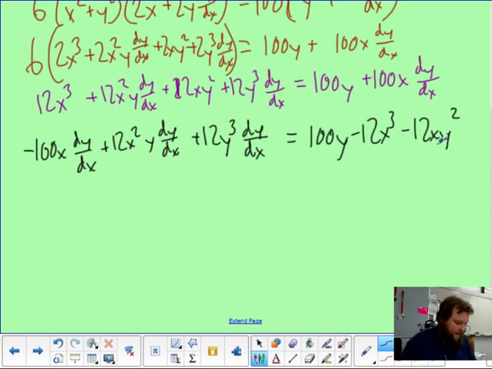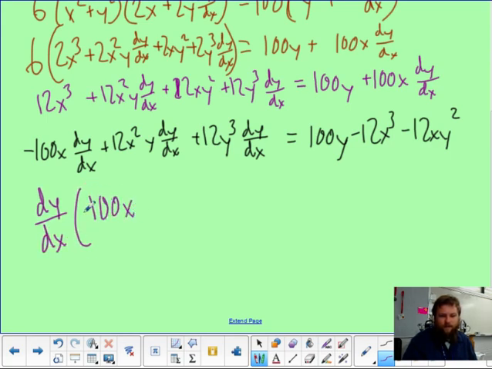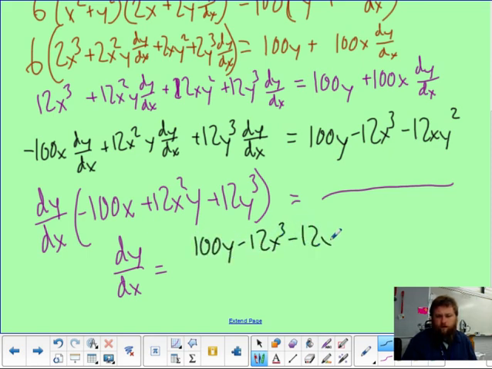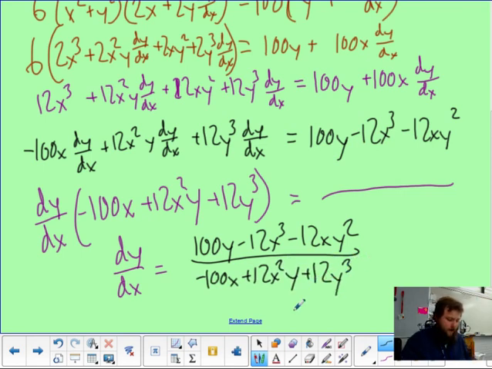All right. Now we get a factor. Fun. So we get a factor of dy/dx on the left: dy/dx times negative 100x plus 12x squared y plus 12y cubed, equals the same thing. And then the last step here, dy/dx equals 100y minus 12x cubed minus 12xy squared over negative 100x plus 12x squared y plus 12y cubed. Yeah, there's a lot going on there, but there's your answer.